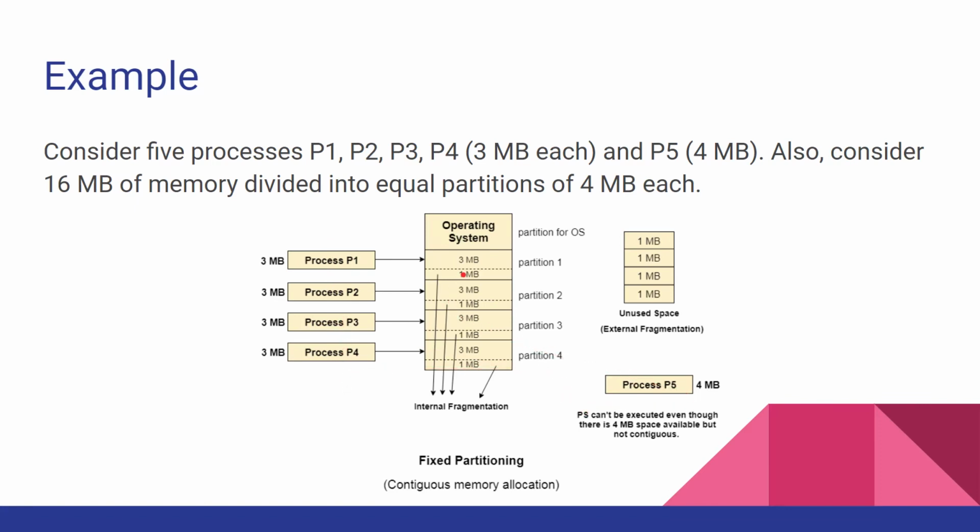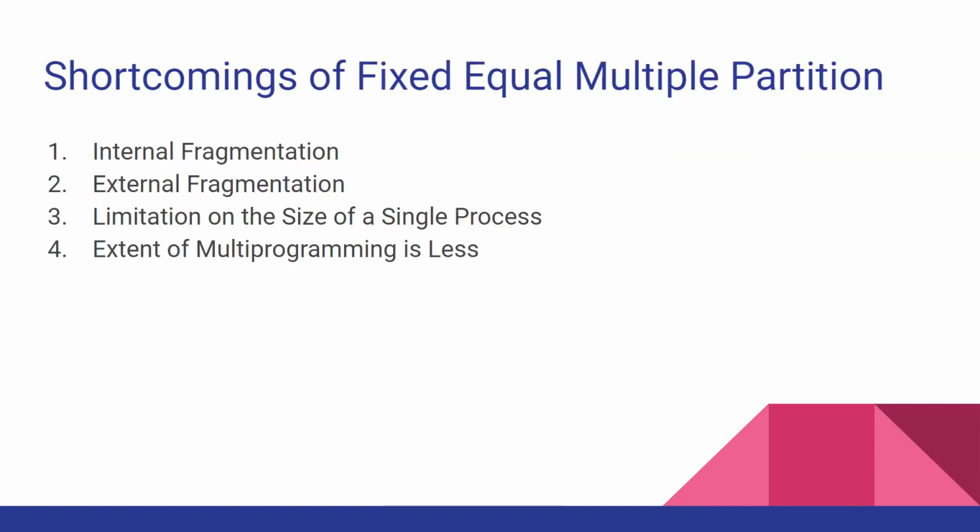But due to the 1 MB left in each partition, we are left with a total of 4 MB unused space. Now we have a last process P5 of 4 MB, but it cannot be loaded. So we have encountered external fragmentation due to the unused space, and internal fragmentation in each partition due to the unused 1 MB in each partition. So this is all there is to the fixed equal partition method.